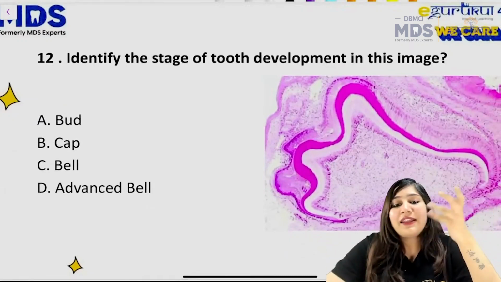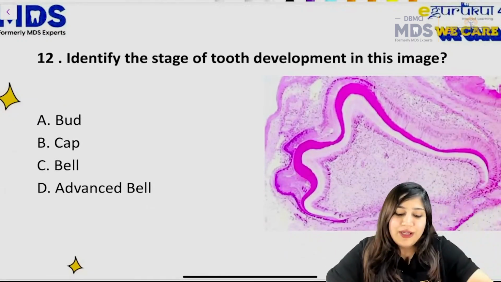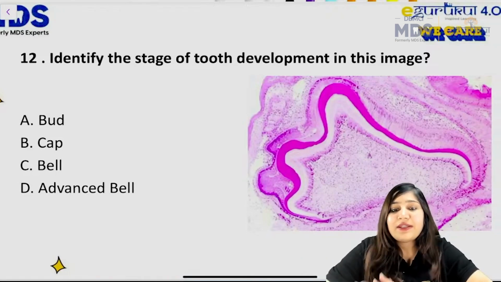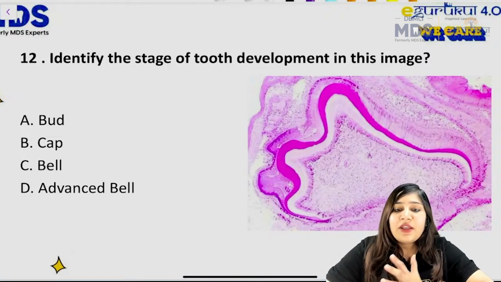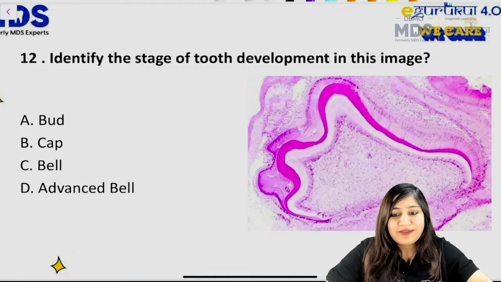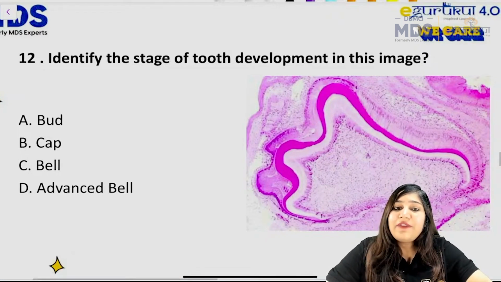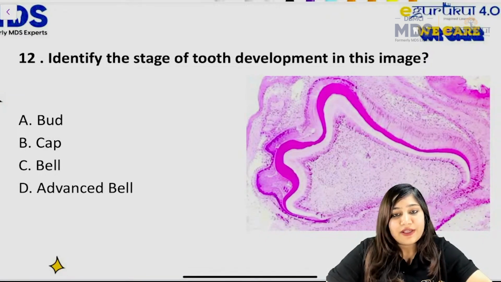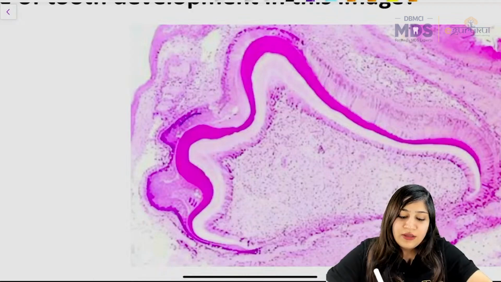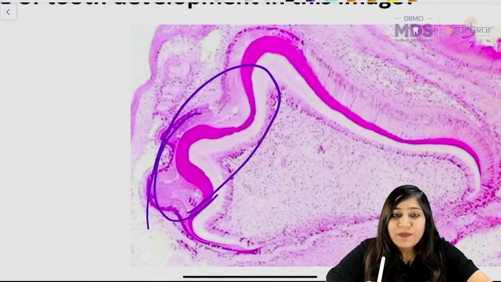Now, again a question from tooth development, right? This is a very common question. You can be asked about any stage as an image-based question. Bud stage, cap stage. You can be shown a diagram and asked to identify the stage of tooth development. So here, identify the stage of tooth development in this image. What we can appreciate here is formation of hard tissue. Here, hard tissue is formed.